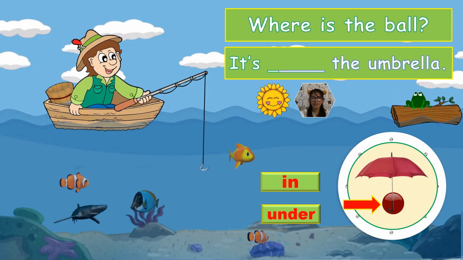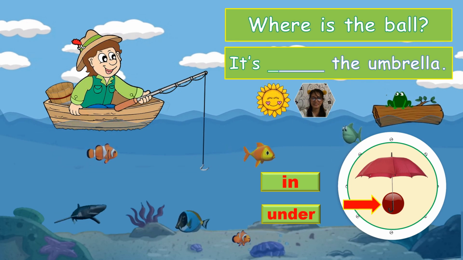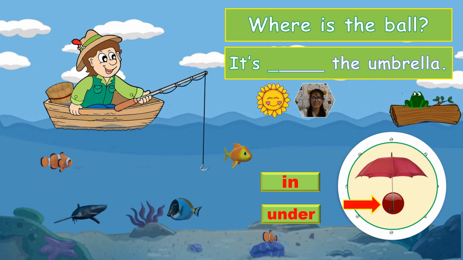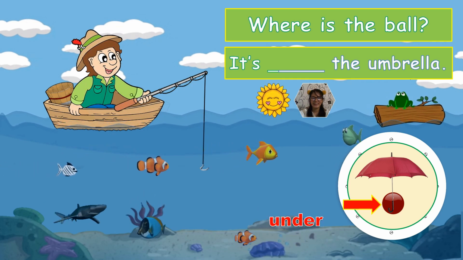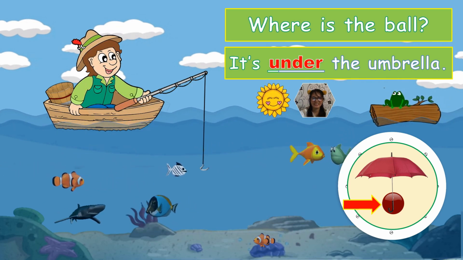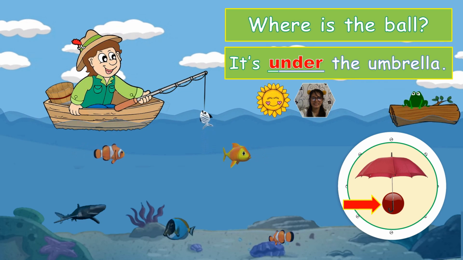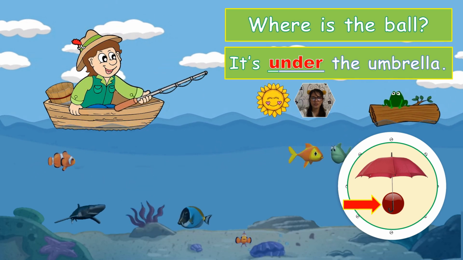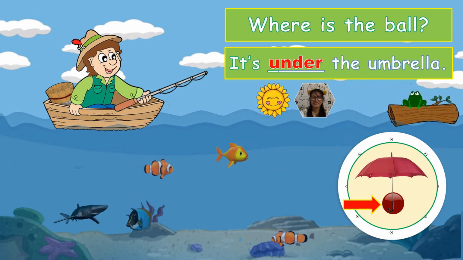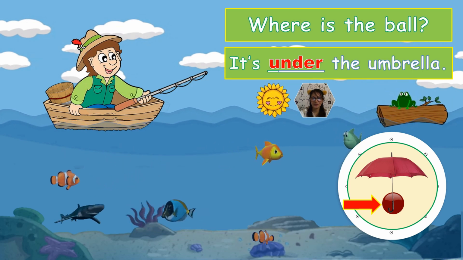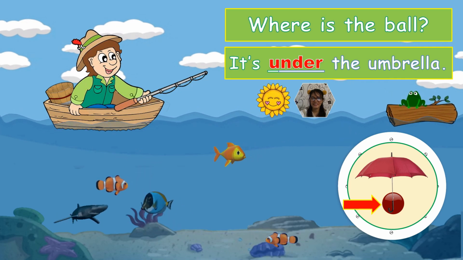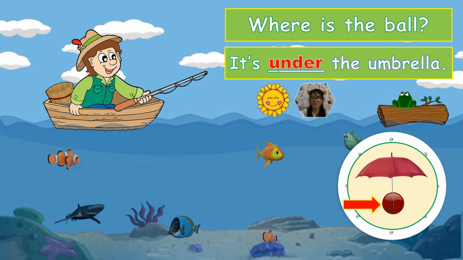Where is the ball? What's your answer, kids? Is it in or under? Under is your answer. Let's see. Yes. Where is the ball? It's under the umbrella. Now it's your turn, kids. Where is the ball? It's under the umbrella. Very good.